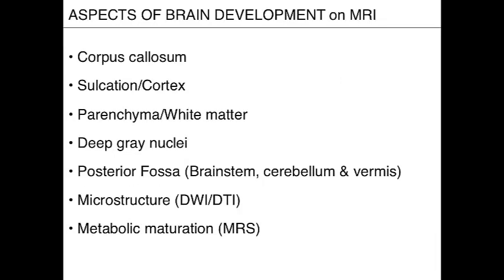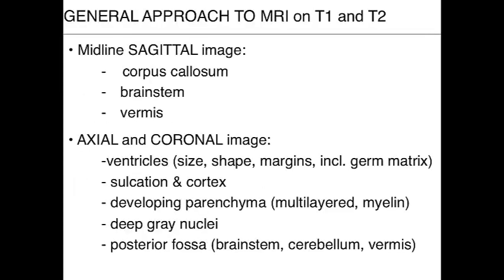So these are the features that really we look at when we're assessing the brain for normal development with MRI in both the fetus and the neonate, and we'll just go through these. First of all, the general approach when you're looking at T1 and T2 weighted images is really to first look at the midline sagittal image, and on that image I particularly look at the corpus callosum to make sure that it's normal in its morphology, that it's fully formed, normal in length, uniform in thickness. I also look at the brainstem for its morphology and its size, as well as the vermis to make sure that it is normally formed.